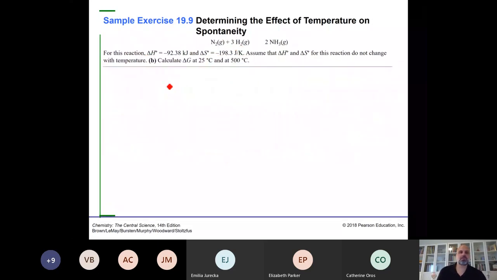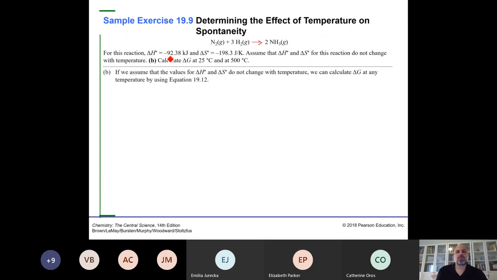So let's go through and just simply plug in the numbers. This is missing an arrow here. So here's the data. We're going to calculate delta G at both of these temperatures. We're given our delta H, we're given our delta S, and we're basically just going to be plugging them in. So if we assume the values for delta H and delta S do not change with temperature, we can calculate delta G at any temperature using equation 19.12.